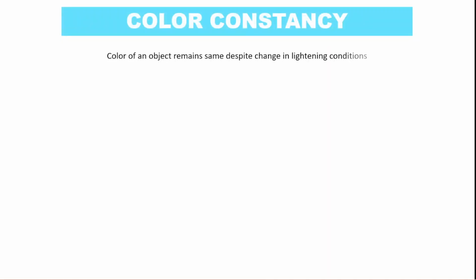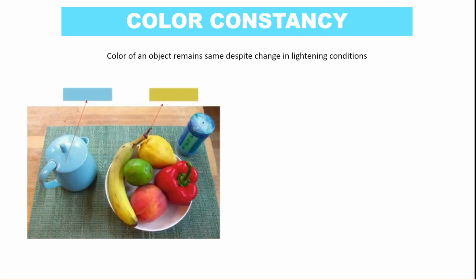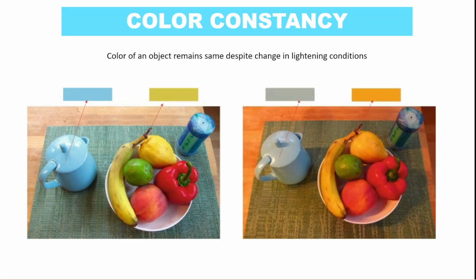Now coming to color constancy. The color of an object remains the same despite a change in the lighting conditions. Here are a few objects in white light, and when I turn it to orange, the object is still the same, the color is the same despite the change in hue.